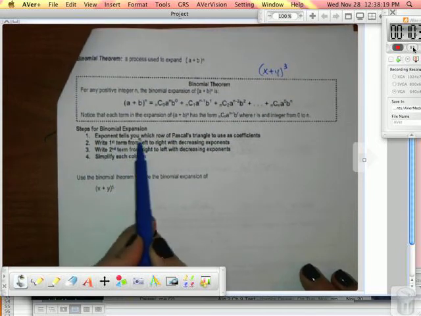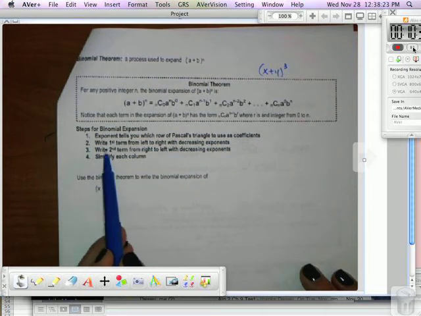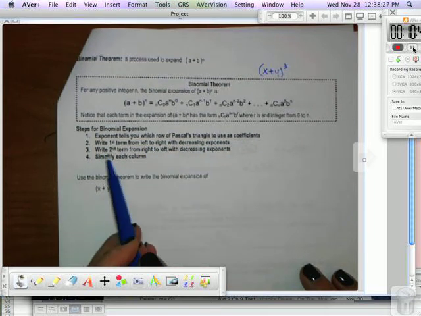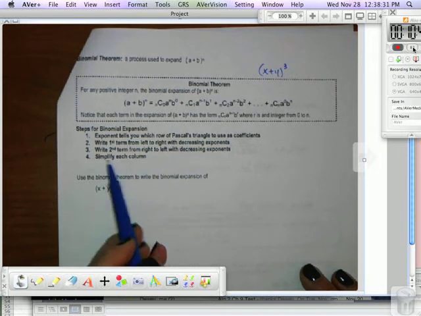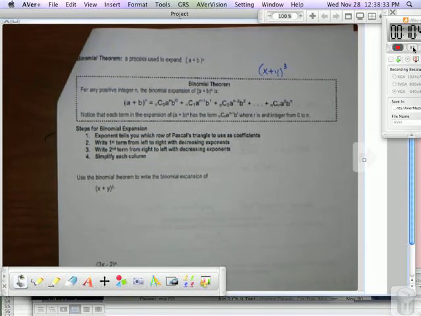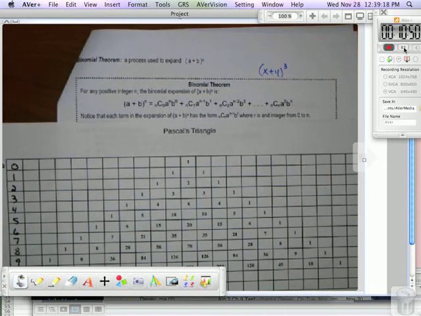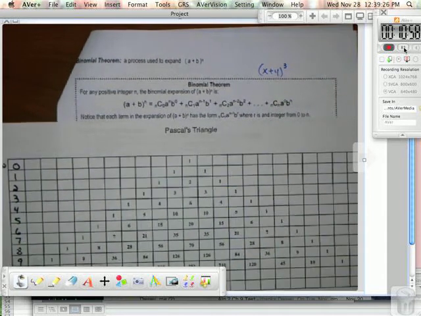Exponent tells you which row of Pascal's triangle to use as coefficients. Okay, you're going to write the first term from left to right with decreasing exponents, write the second term from right to left with decreasing exponents, and simplify each column. And I'm going to walk you through it. First of all, I wanted to point out that there's a copy of this on the back of your notes, Pascal's triangles. These numbers are actually going to correspond to the coefficients that you're going to find when you expand a binomial. So we're going to use this too.